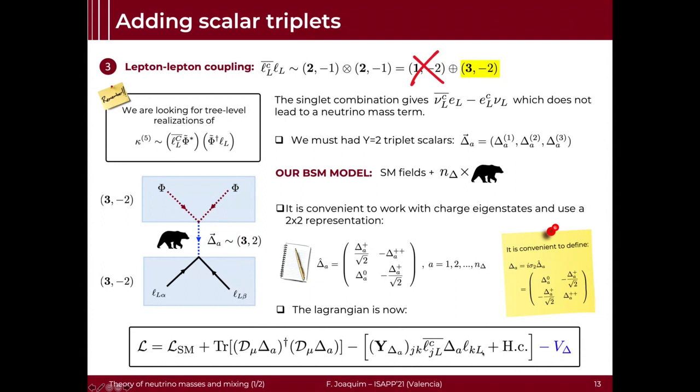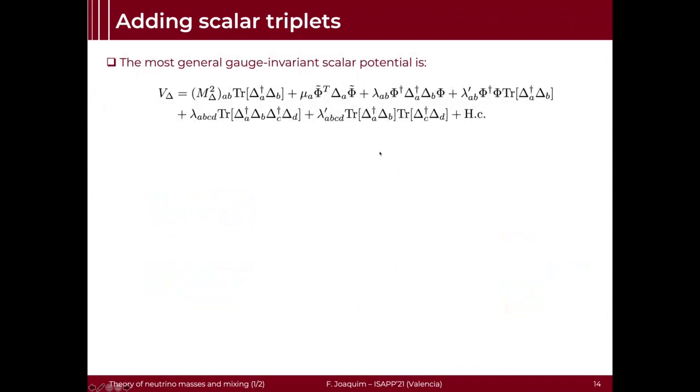Okay. But now, since you are adding new scalars, you must define the scalar potential of the model. So this is the most general form of the scalar potential compatible with the standard model gauge symmetry. And you see here the couplings that we were talking about before. So this is the coupling of the delta_A with phi phi. Okay, this new mass parameter will be called mu_A.